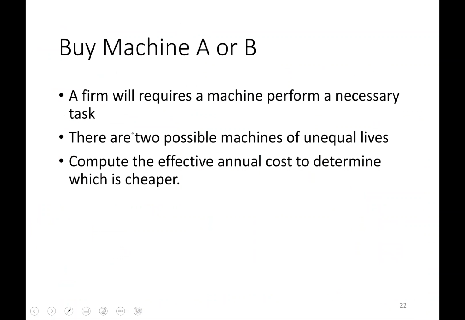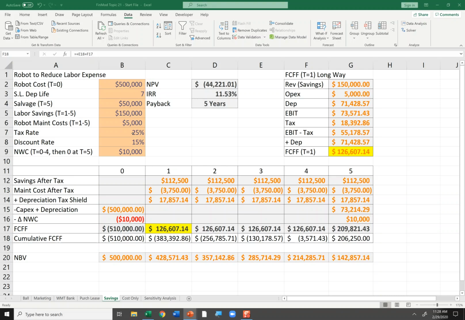Let's talk about another possible investment. I need machine A or machine B. Both of them are required to run the business. However, machine A and machine B have different lives. We're going to calculate the NPVs of them, which I've already done for you in the spreadsheet, and then we're going to compute the effective annual cost, the EAC, to determine which is cheaper per period. So we're going cost only here.